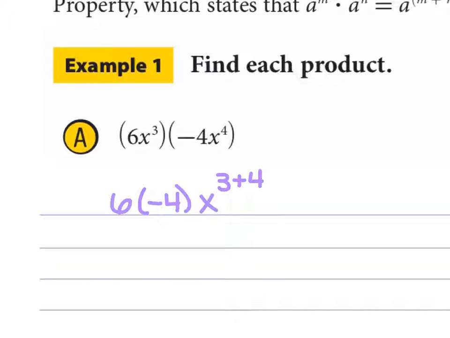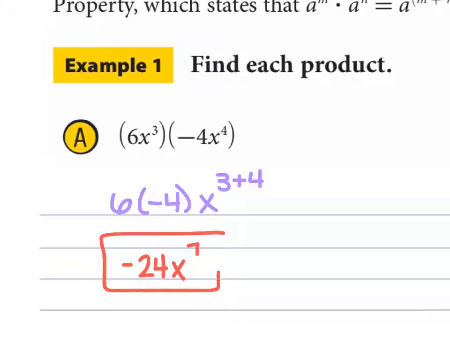So we have the 6 times negative 4, which is negative 24. Keep the x, add the exponents. We get negative 24x to the seventh power.